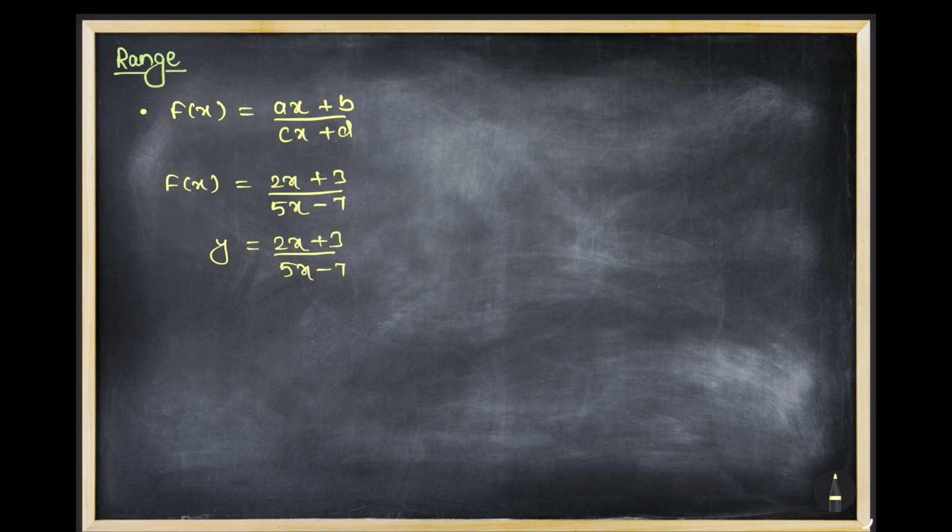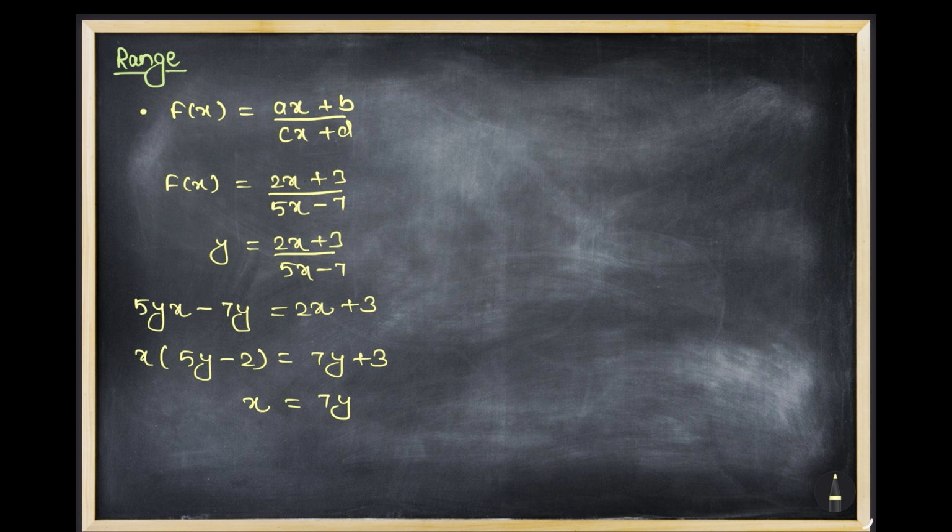Now I will do cross multiplication and keep x on one side, the remaining things on the other side. So 5yx minus 7y equals 2x plus 3. Now x on one side, so we take x common: x times (5y minus 2) equals 7y plus 3. So can I say that x is equal to (7y plus 3) upon (5y minus 2).